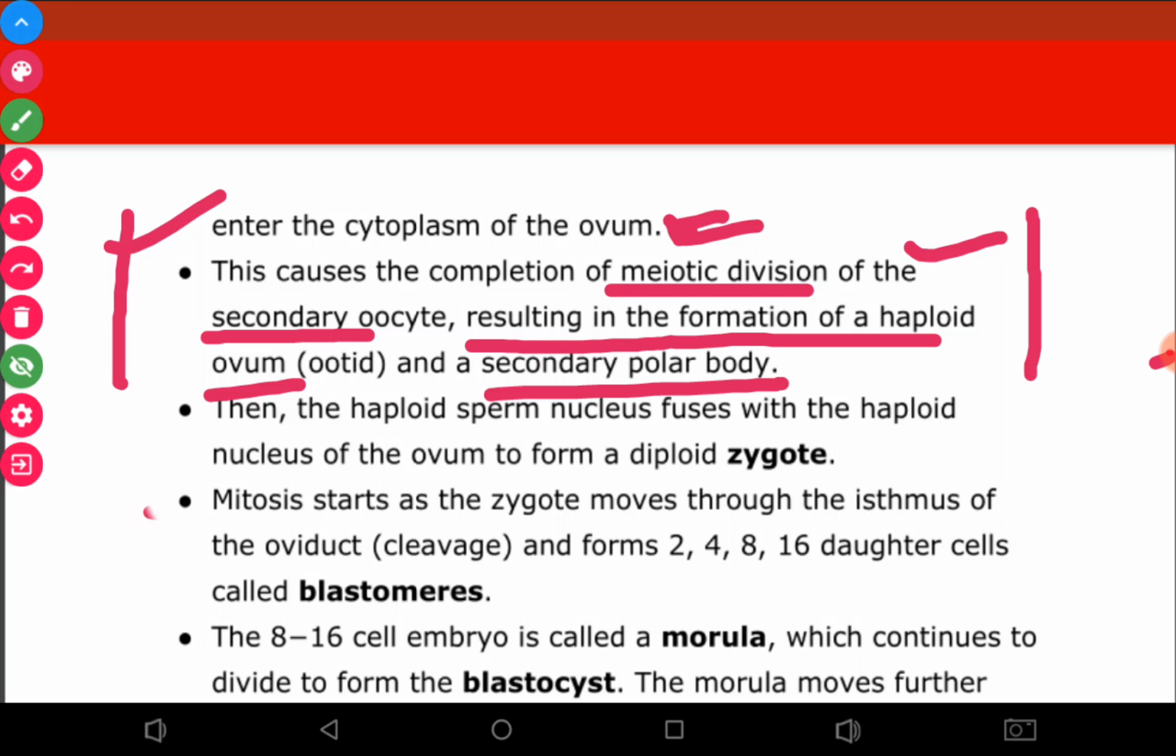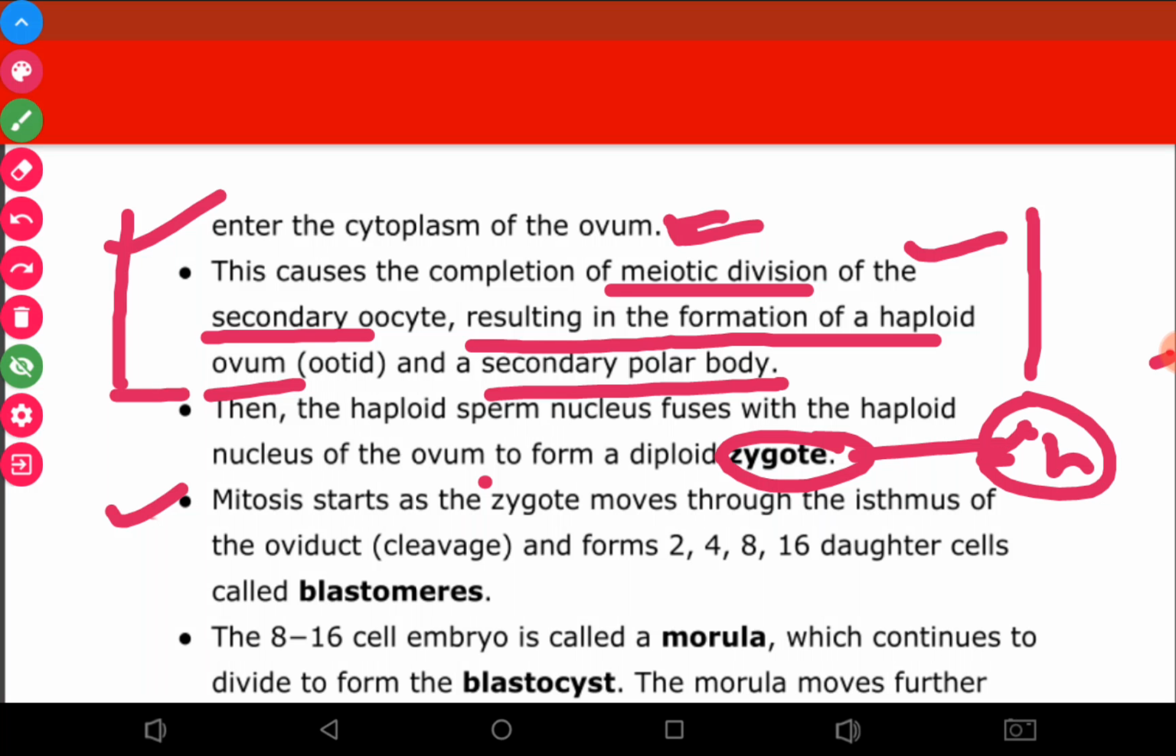So this is a very special moment, when the haploid sperm's nucleus fuses with the haploid nucleus of the ovum, then the zygote is formed. This is the first cell of life. This is the beginning of the sporophytic phase. Gametes fuse to form a first diploid cell. This first diploid cell is the beginning of the sporophytic phase, we can say.